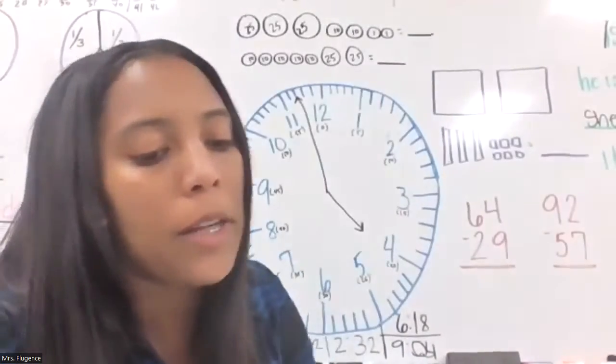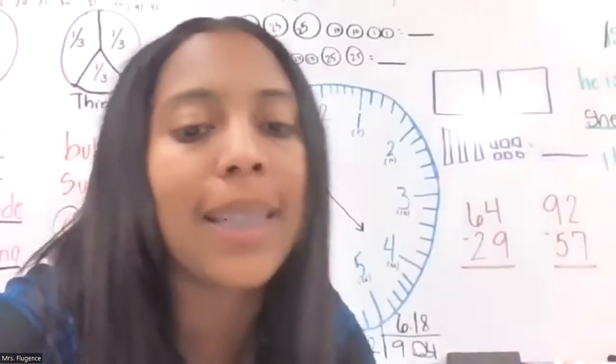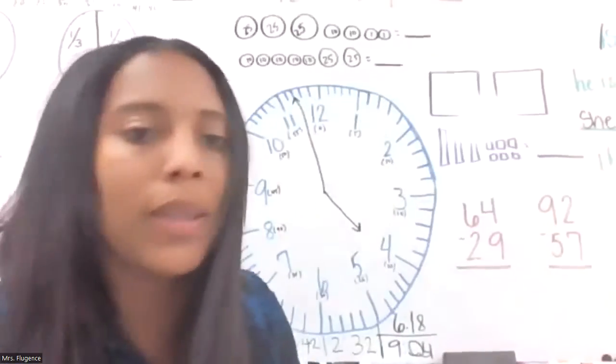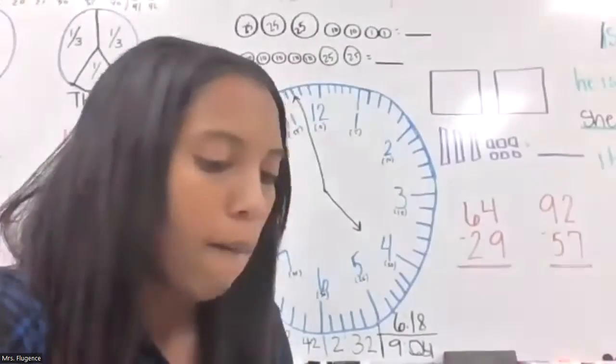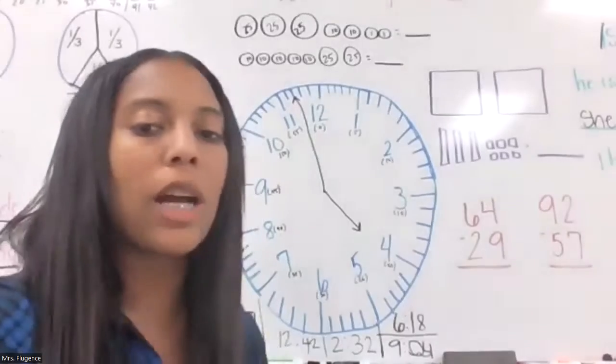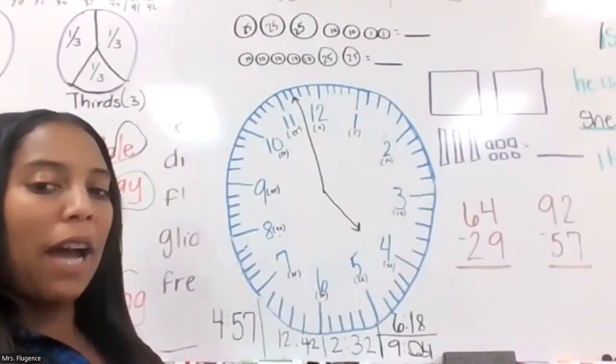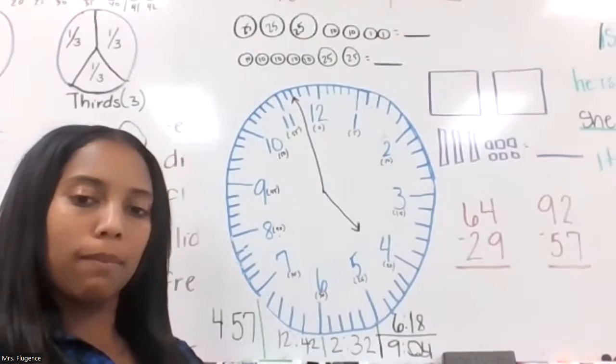So let's find your shorthand hour. It's in between 10 and 11. So what hour would that be? 10. It will be the 10 o'clock hour. Put 10 o'clock. And I want you to try to figure out the minute. Find what five it just passed, and then count by ones.